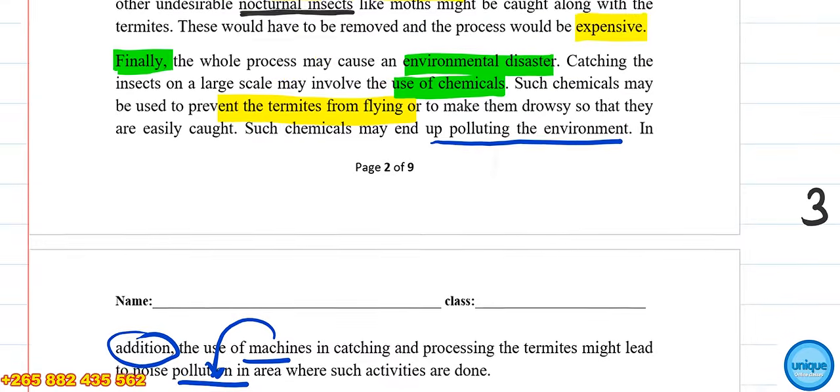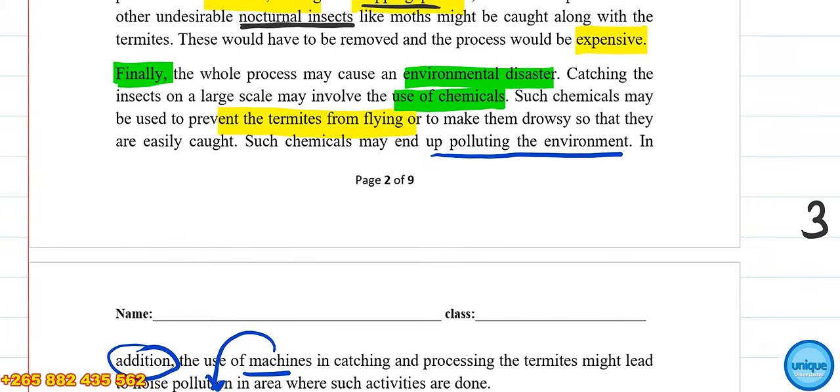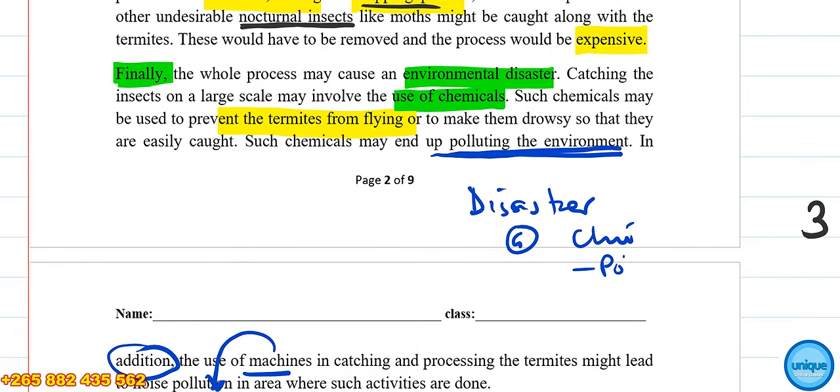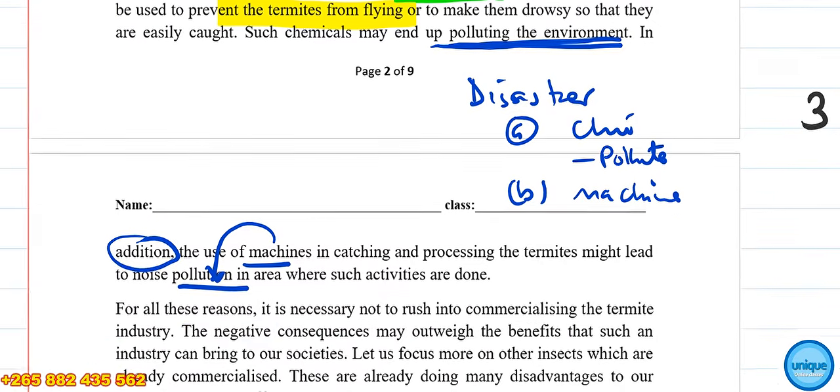Ndikuti apa chimene akukamba pali zinthu ziwiri kuti disaster ibwera mwira kanji. So main point, that's environmental disaster. You see, environmental disaster. One, akamba za chemicals. Such chemicals may pollute the environment. Komanso in addition to that, machines. Machines will cause noise pollution.